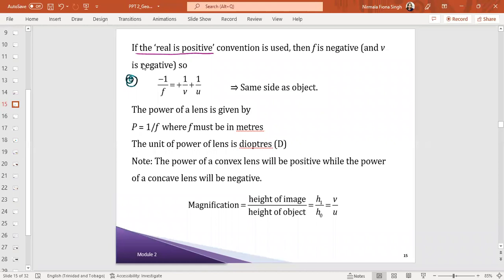So moving on, power of a lens. Now power of a lens tells you how strong a lens is, which is kind of common sense. And there's an easy way to determine the power of your lens. Power is defined by 1 over your focal length.